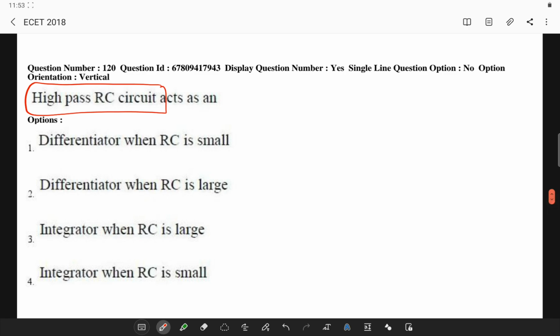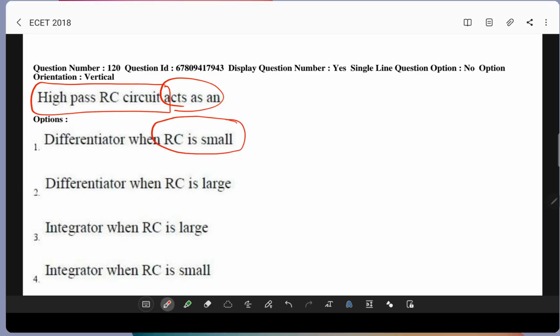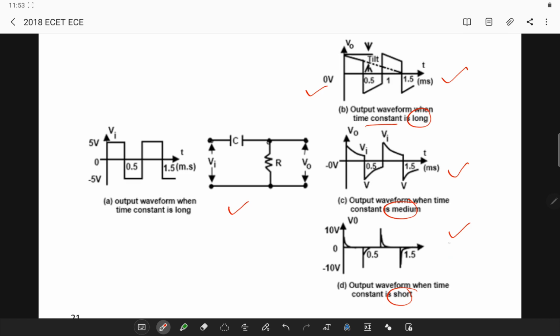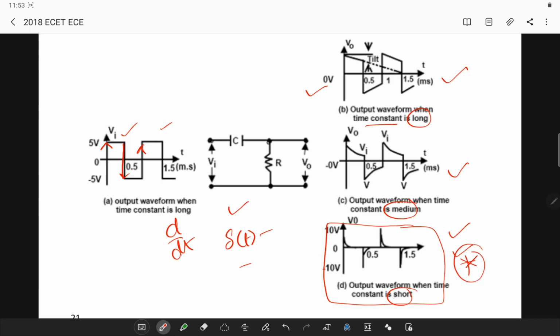The high pass circuit will be acting as a differentiator when RC is small. This is a differentiation because at these particular instants of time, you are supposed to take the derivative, and you have to remember an impulse happens only when you take the derivative of this. So this is the only condition in which you will have differentiation of the input signal.